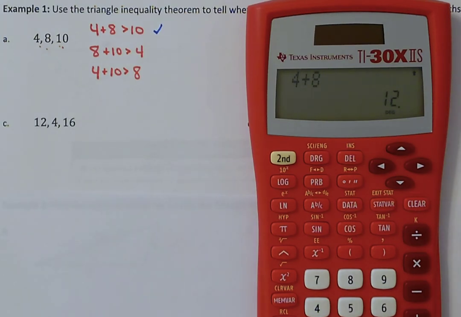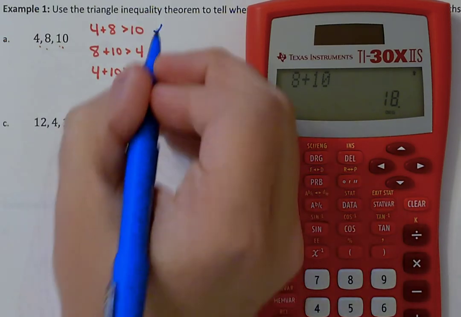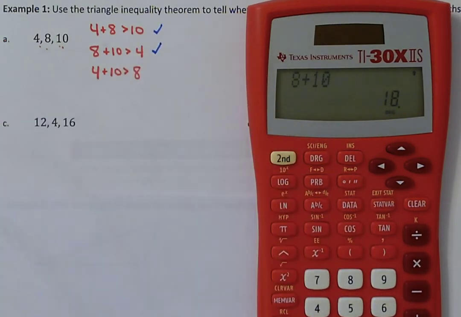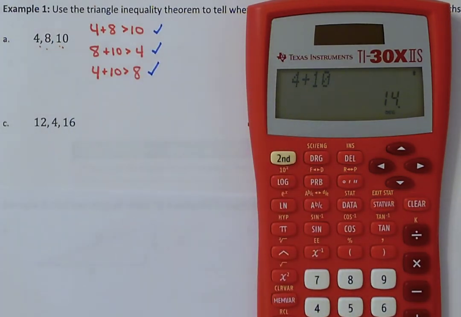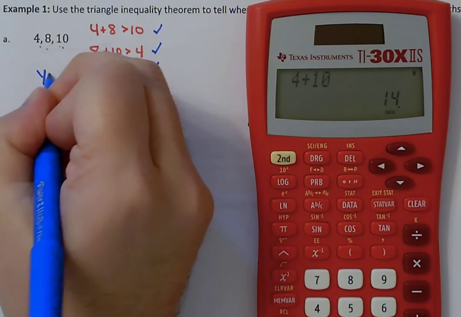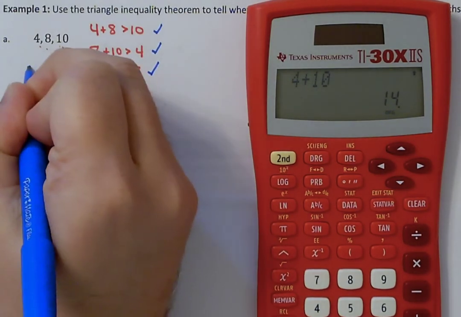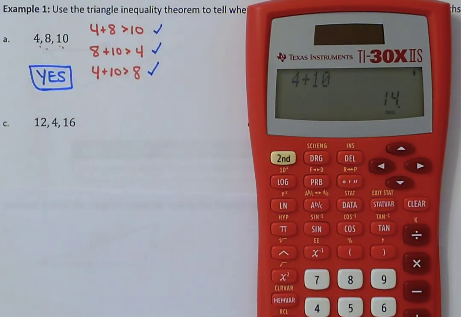Continuing on, if I do 8 plus 10, we get 18, and 18 is greater than 4. So I have two true statements. I now just have to go through and check for my last one. So if we do 4 plus 10, we get 14, and 14 is greater than 8. That means I have all 3 statements are true statements, which then tells me that yes, these 3 side lengths would form a triangle.